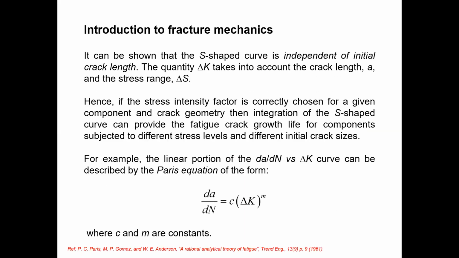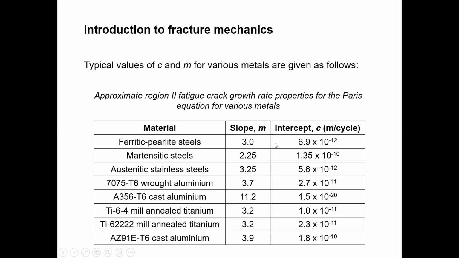So in here, C and M are not the normal intercept and gradient. You can see that M means slope and C means intercept, but you can't find C and M using that particular graph. So don't think that you can extend that curve to get the intercept and the gradient. That is not the thing. The slope and intercept for different materials are already tabulated. So if you want to find the slope for a ferritic-pearlitic steel, an M value of 3 is given.